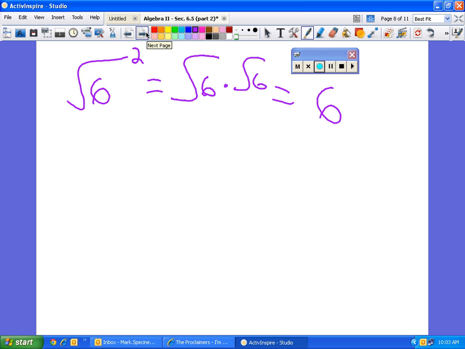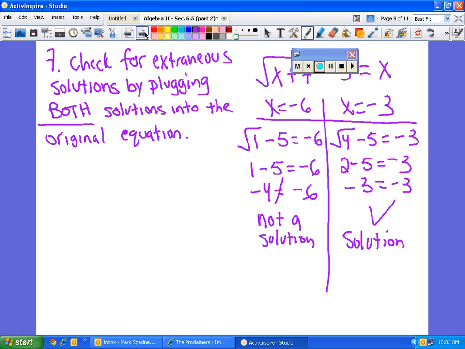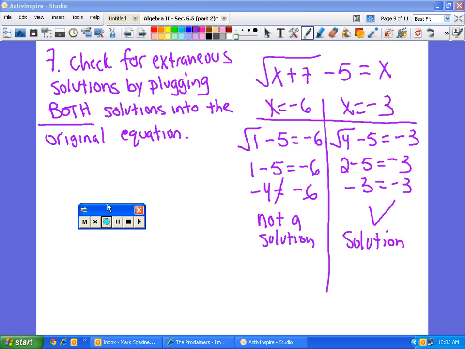Okay, we check for extraneous solutions by taking both solutions and plugging them into the original equation, which is what I've done on the right side. Here's my original equation, the square root of x plus 7 minus 5 equals x. My first solution is negative 6. I plug that one in, I get negative 6 plus 7 gives me 1. 1 take away 5 is equal to x, which is negative 6.